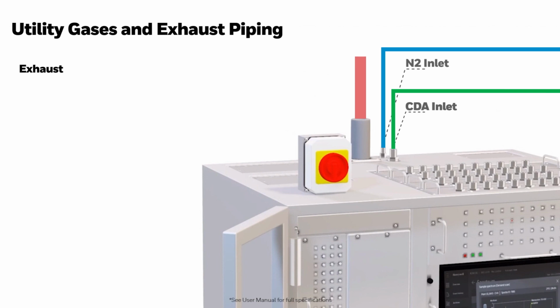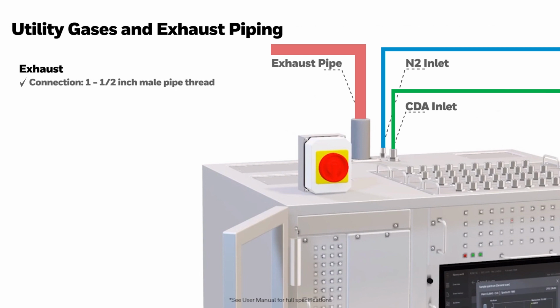After one sample point gas test, the ACM150 exhausts the sample air through the exhaust pipe. Connect the 1 1/2-inch male pipe thread to the exhaust fitting, and the exhaust pipe should be connected to the exhaust duct without flow restriction.